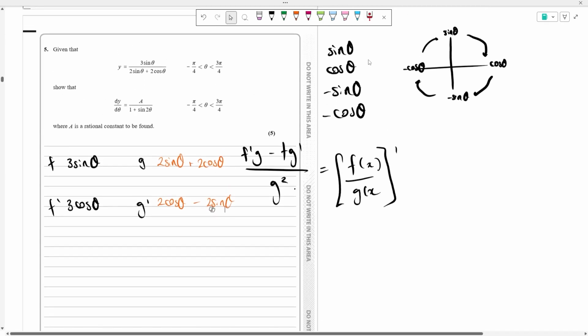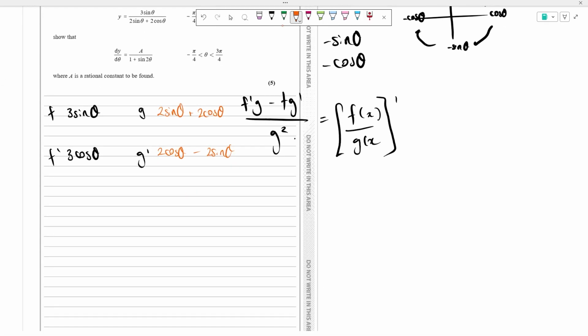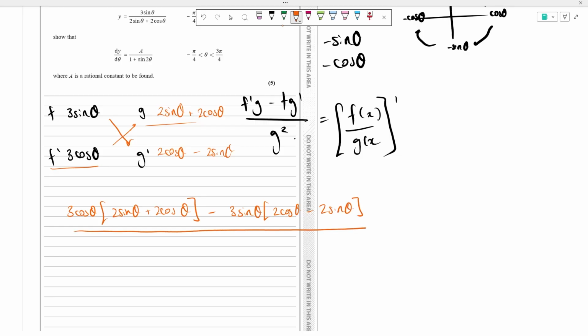Cool. Now we're going to substitute into our formula. So f prime and g, we're going to multiply these together. So this becomes the following. 3 cos theta, I'm going to keep it in brackets for now, and we'll expand out in a bit, minus, these will be multiplied, 3 sine theta, 2 cos theta minus 2 sine theta, all divided by our denominator, which is 2 sine theta plus 2 cos theta all squared. Okay, because that's g squared.